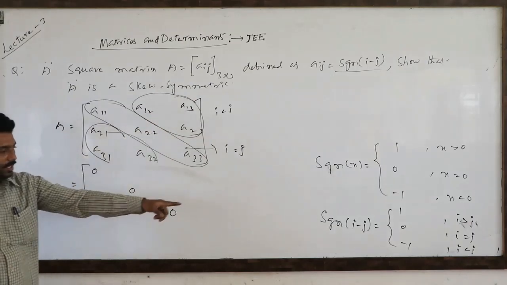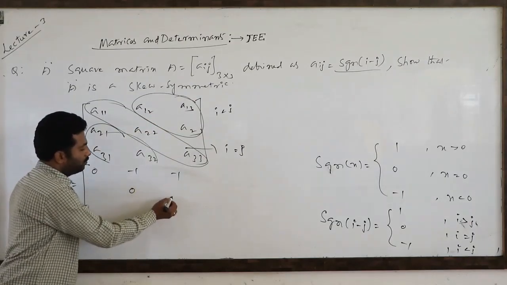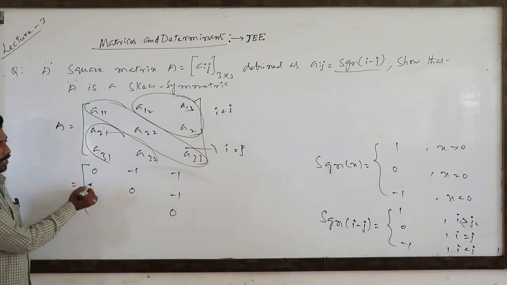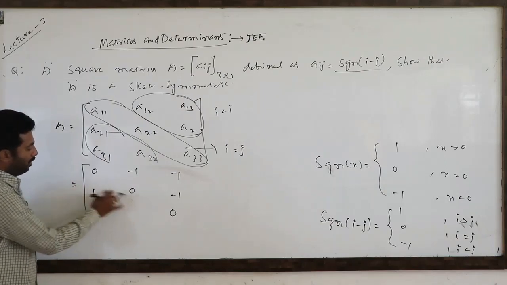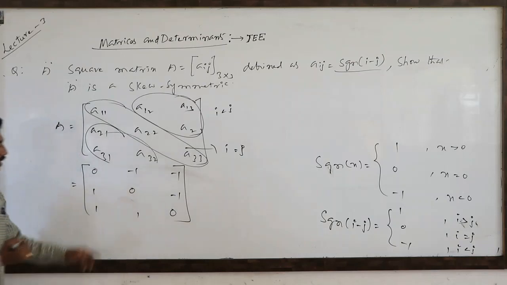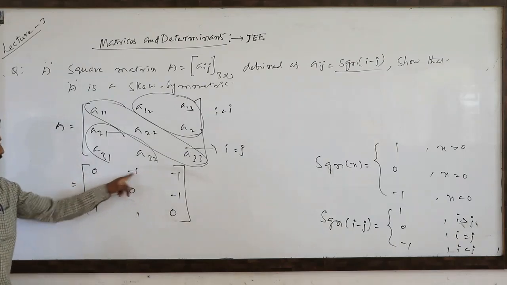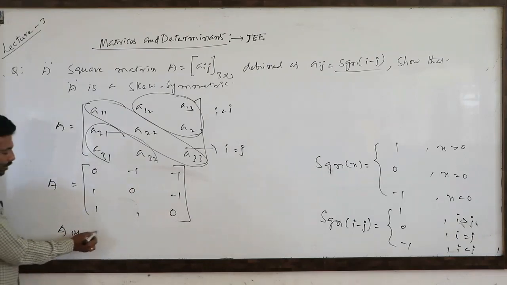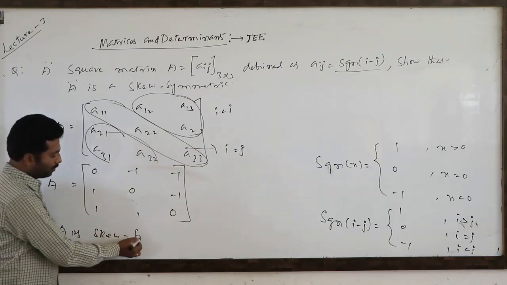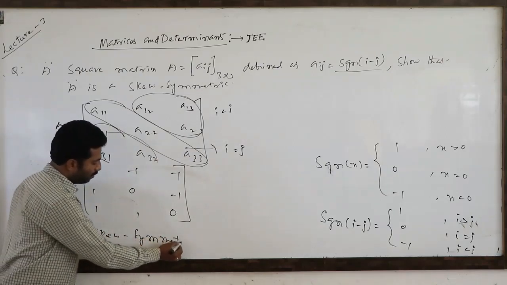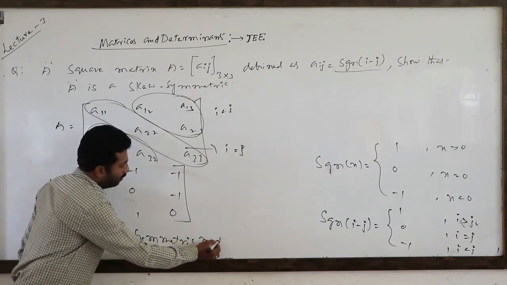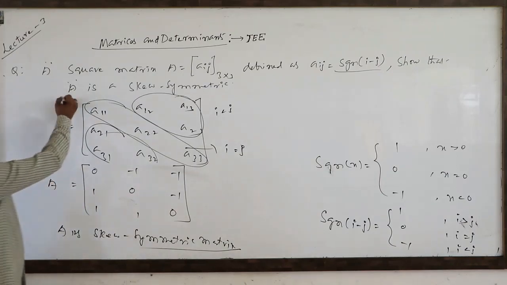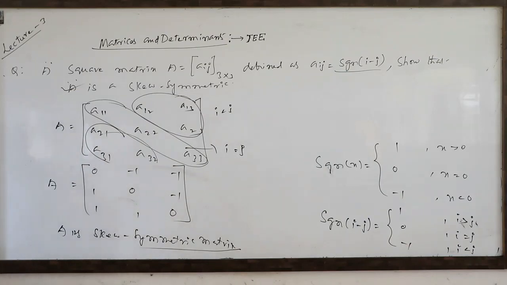So where i is less than j, the elements are minus 1, minus 1, minus 1, all three elements. Where i is greater than j, the elements are 1, 1, 1. Very clear: all the principal diagonal elements are zeros, and the off-diagonal pairs are minus 1 and plus 1. So clearly capital A is a skew symmetric matrix. Like that we have to prove that capital A is a skew symmetric matrix.